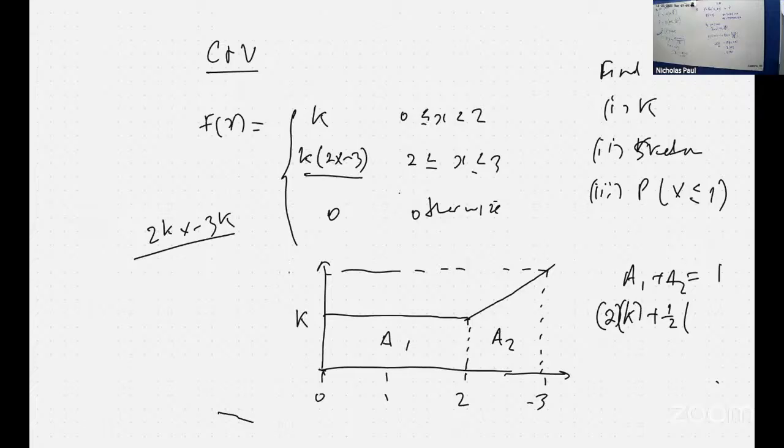So what will that be? Half the sum of the parallel sides, k plus 3k, multiplied by 1. 1 is the width. And you make that equal to 1. So I have 2k plus 4k, half of that is 2k. I got k to be 1/4. Anybody got that? Everybody get k to be 1/4? Yeah.